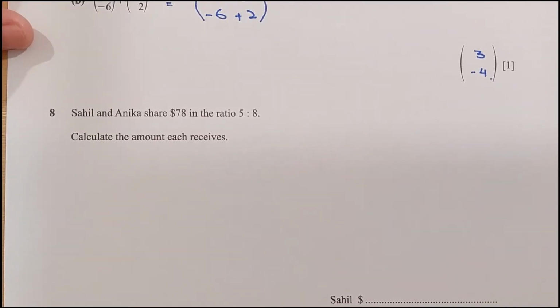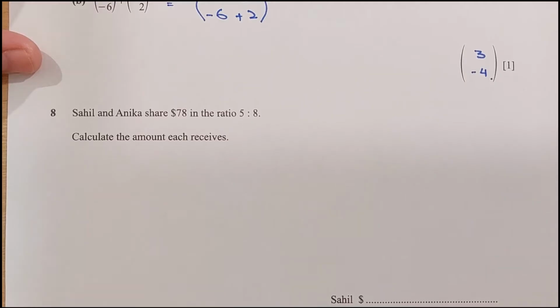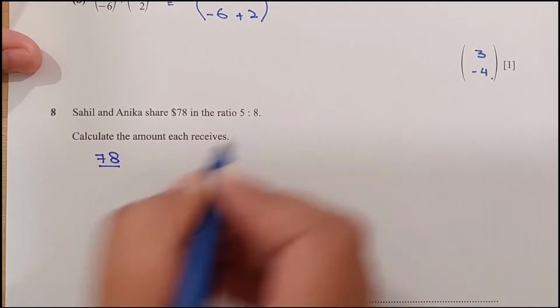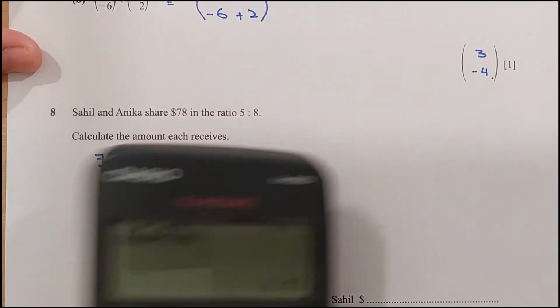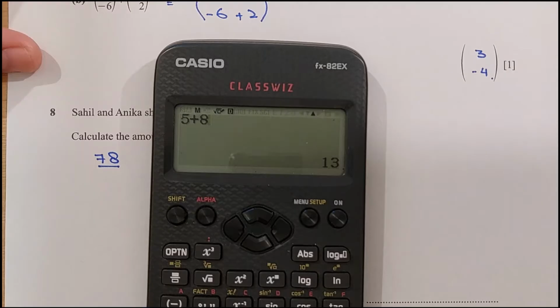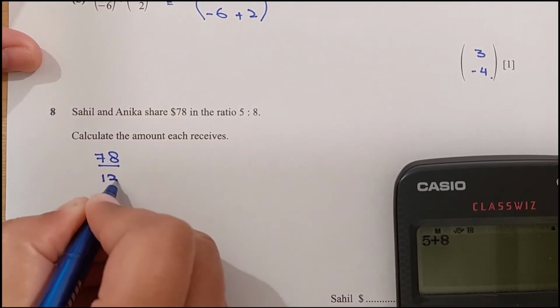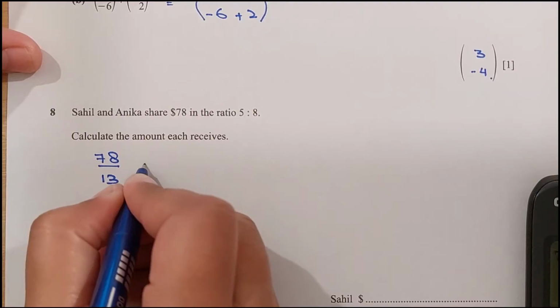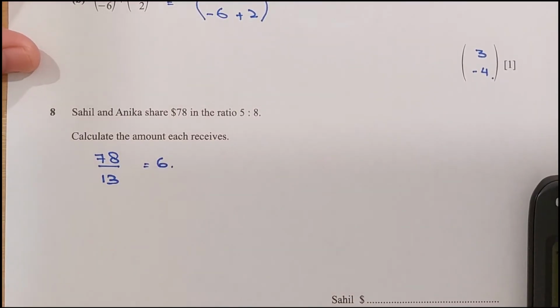Question number 8. Sahil and Anika share $78 in the ratio of 5:8. Calculate the amount each receives. Right, so the total is $78 shared over 5 plus 8, that is 13. 5 plus 8 is, yes, 13. So 78 divided by 13 is 6. This is equal to 6, right?